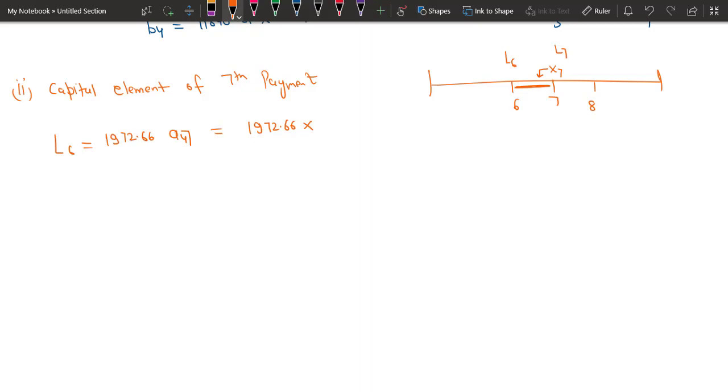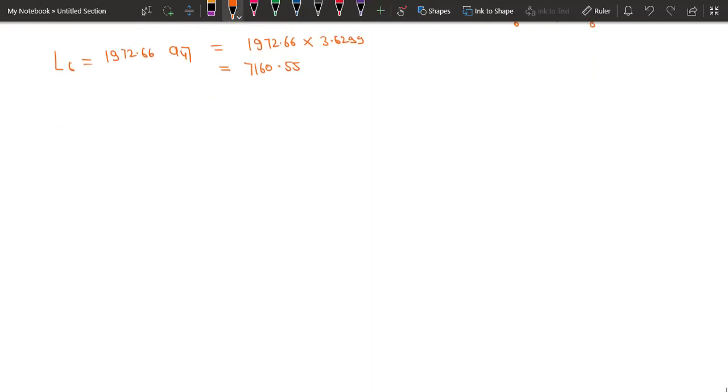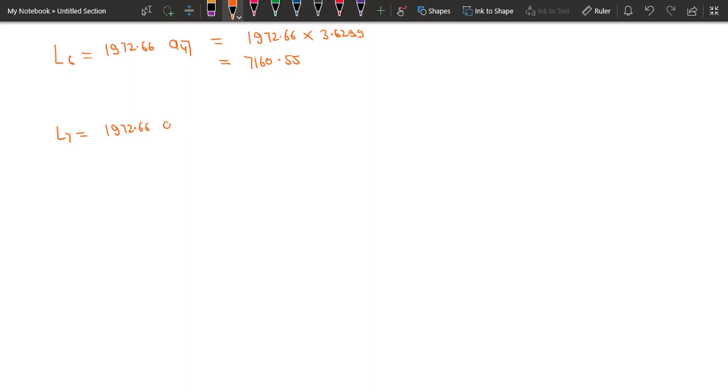If you see the value of A4 from the table at 4%, it will be 3.6299. So your L6 will be equal to 7160.55. So after the 6 years of payments, the amount that is being left from the original 16,000 loan is only 7160.55. So only this amount needs to be paid in the coming 4 years, and similarly we will calculate the L7, which will be 19.